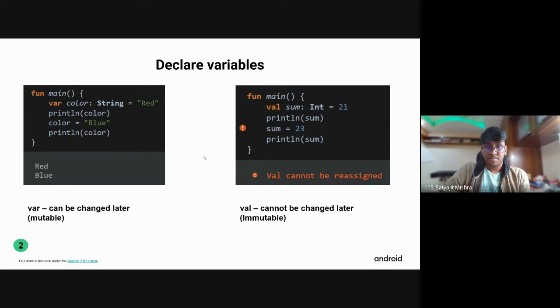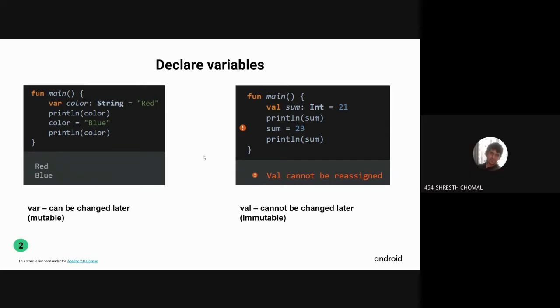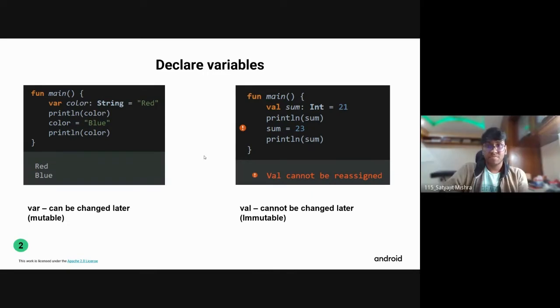So val is like a constant in C and C++. Yes, you cannot change the value of val. It can be only initialized once, and then it's final.